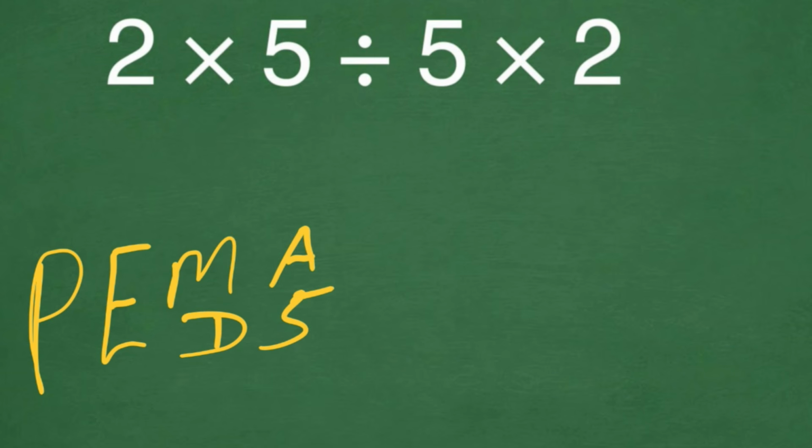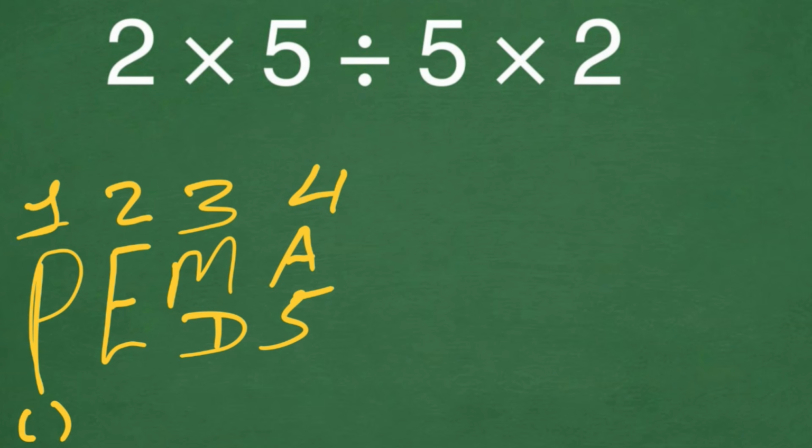so according to the rule PEMDAS, P stands for parentheses, E stands for exponent, M and D stand for multiplication or division, A and S stand for addition or subtraction. So according to this rule, the first thing we need to solve is parentheses, right? So parentheses is priority number one. And then after we solve parentheses, we have to solve exponent and then multiplication or division, then finally addition or subtraction. If we solve subtraction before multiplication, that is wrong.